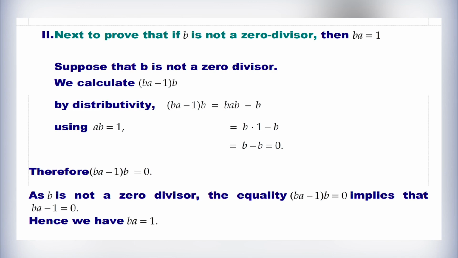Therefore, (BA minus 1) times B equals 0. As B is not a zero divisor, the equality (BA minus 1)B equal to 0 implies that BA minus 1 equals 0. Hence, we have BA equal to 1.